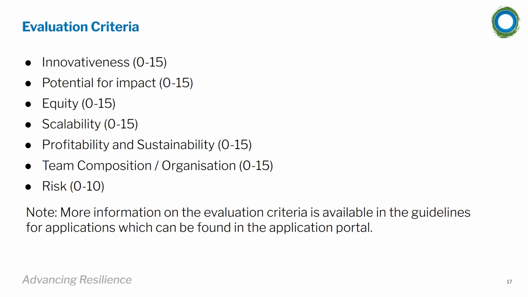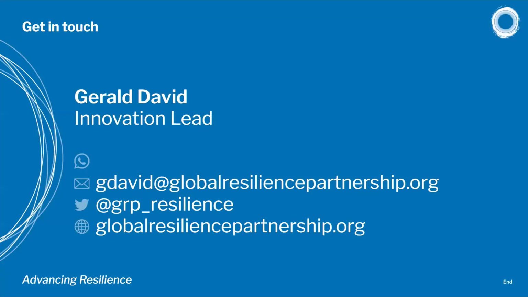If you want to read more about the criteria for evaluation, just visit the website or the Submittable page. Once you register, you will find this as the first part of your application process, and you're able to read these in more detail. You're welcome to send any questions to the email available within our application portal, the Challenge Fund at Global Resilience Partnership, or get in touch specifically if you have any other question.